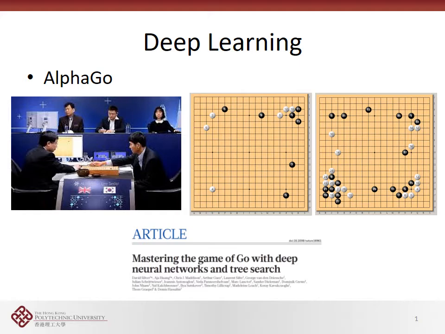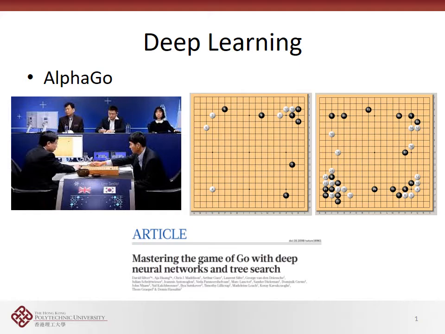Because Go is a very complicated game. It is estimated that the number of possible situations of a Go game is equivalent to the total number of atoms in the galaxy. Very complicated. However, AlphaGo won the game.